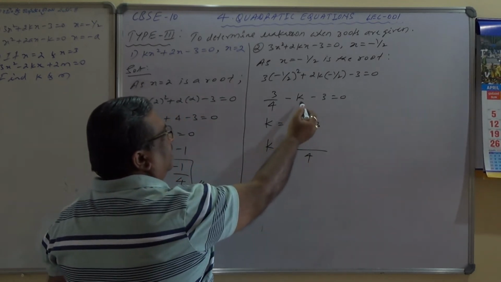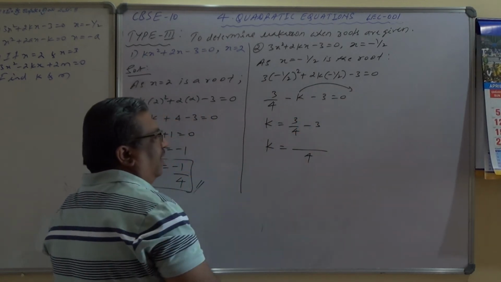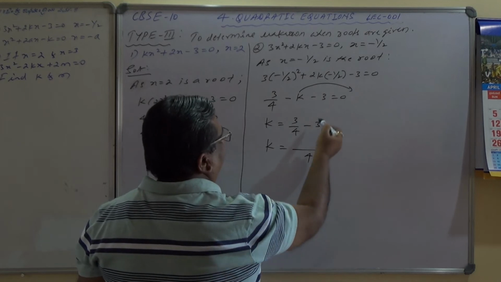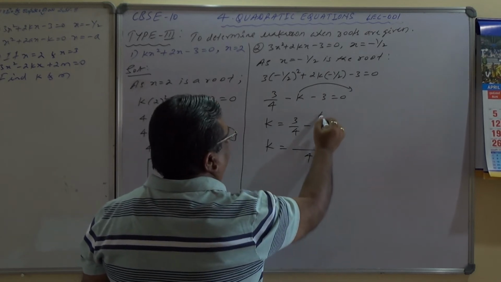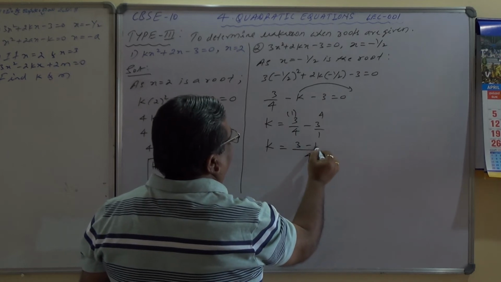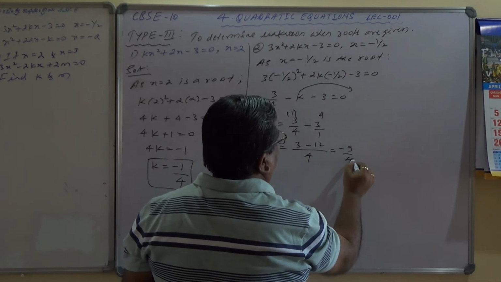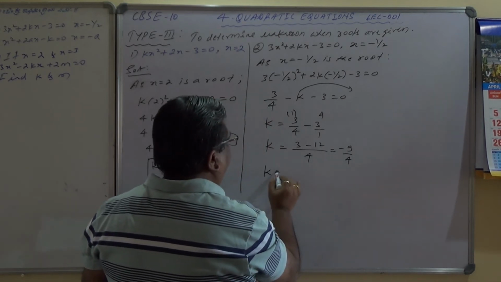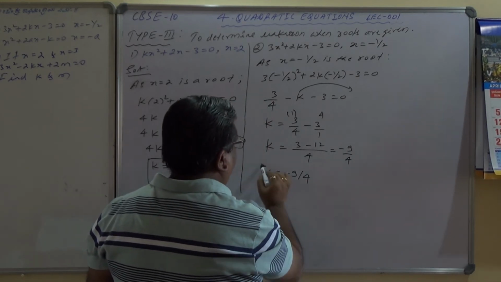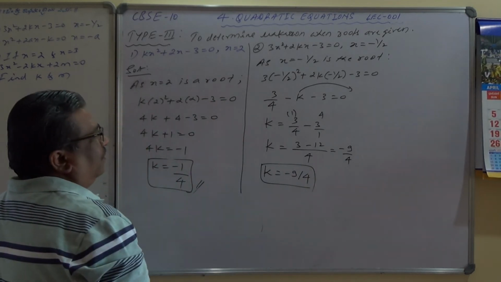What I did here basically is shift k to this side, so 3 by 4 minus 3 is equal to k. So what is the LCM? 4 here, 4 1s are 4, so this is basically 3 minus 12, which equals minus 9 by 4. Therefore k equals minus 9 by 4. Let me check the answer. It is correct, minus 9 by 4.